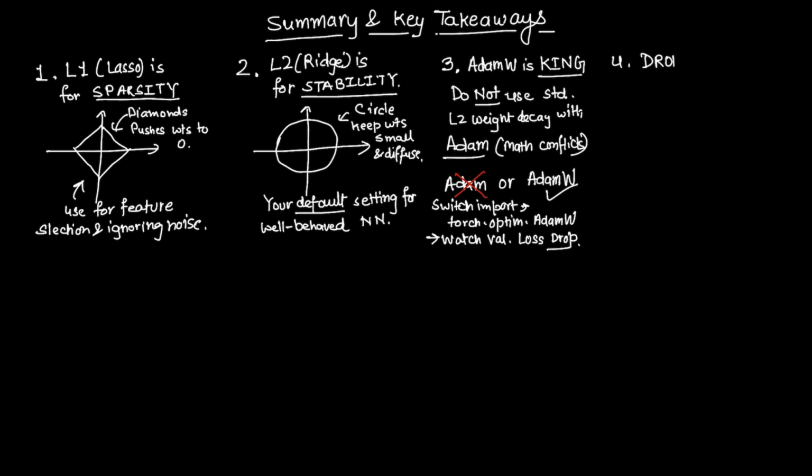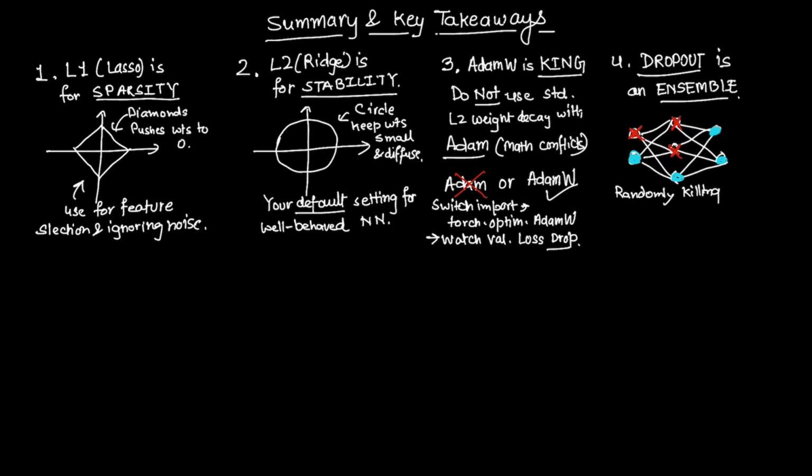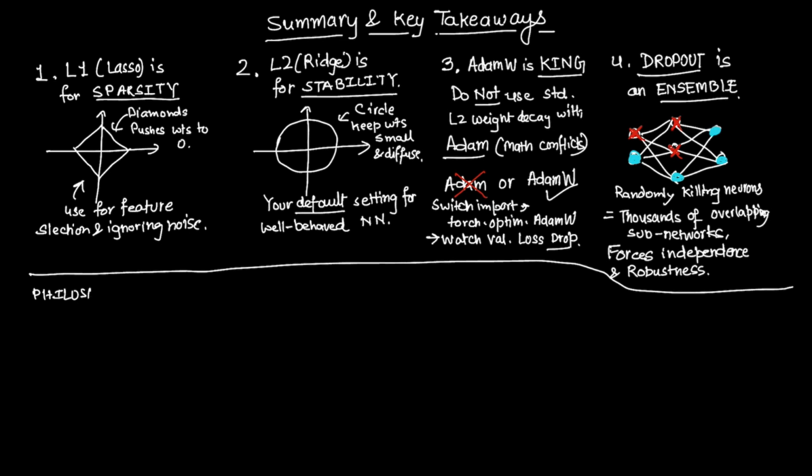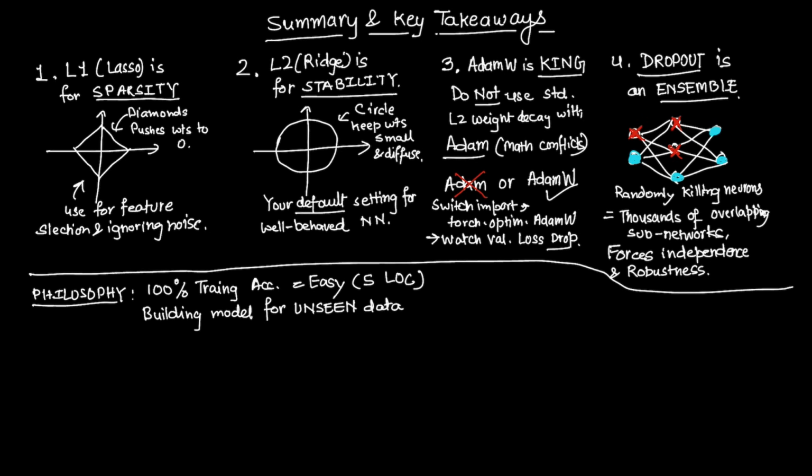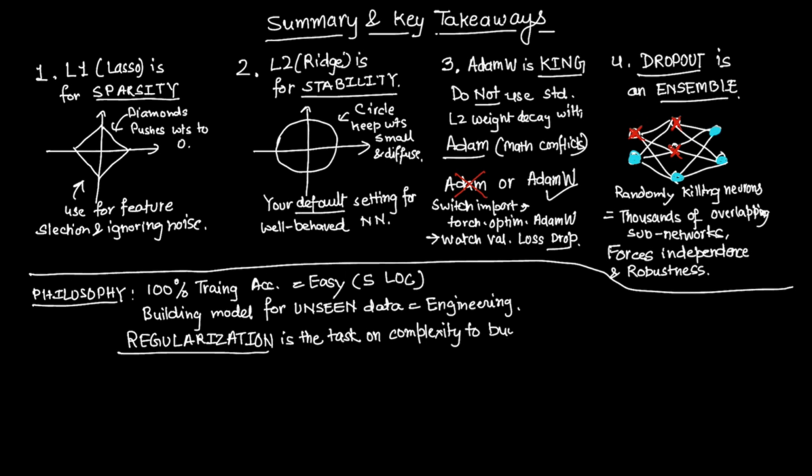And the fourth one is dropout is an ensemble. By randomly killing neurons, you train thousands of overlapping subnetworks. It forces independence and robustness. Building a model that gets 100% training accuracy is easy. I can do it in 5 lines of code. Building a model that works on data it has never seen before, that's engineering. Regularization is the tax we pay on complexity to buy generalization.